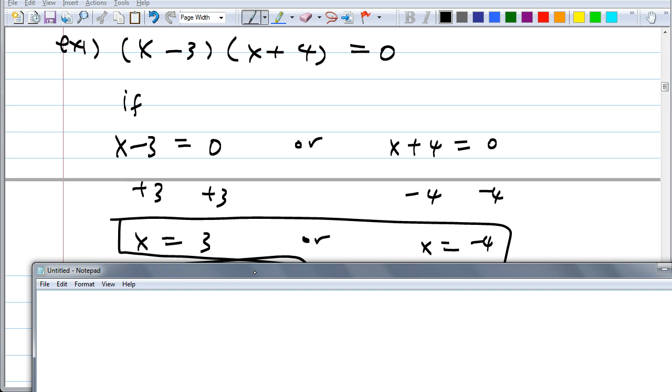That's all you do. It's very simple, right? It's just following that simple idea that when you multiply two things, and the product equals 0, one of them has to be 0 for that to be true. That's the only way that's true.